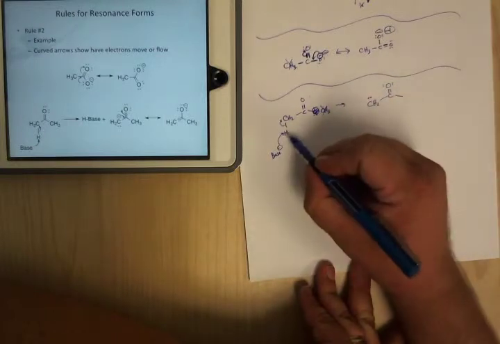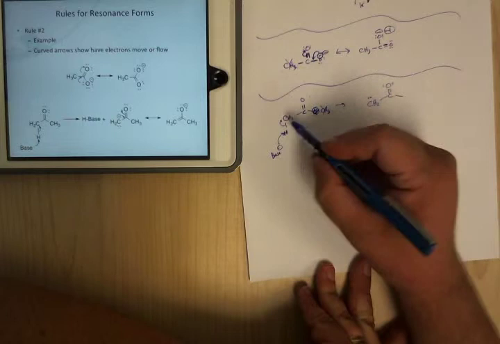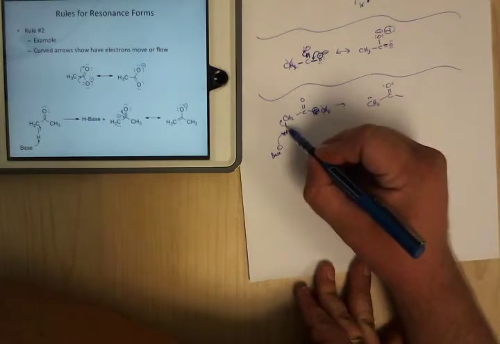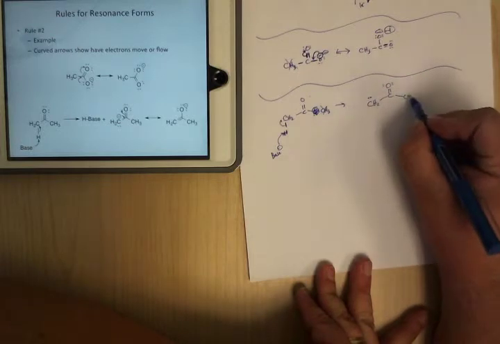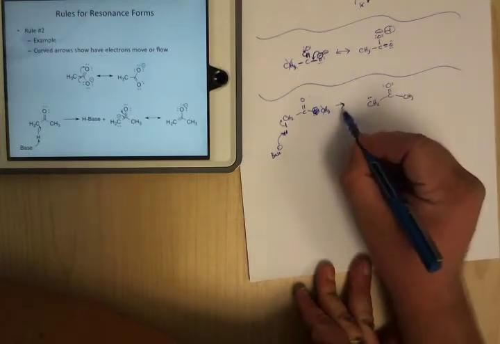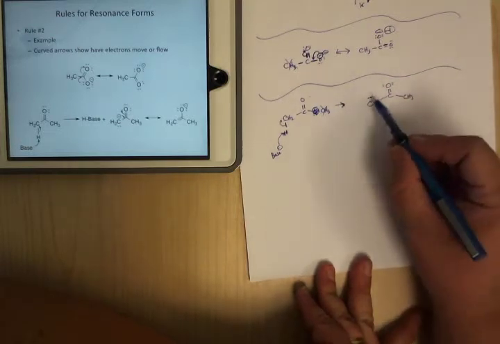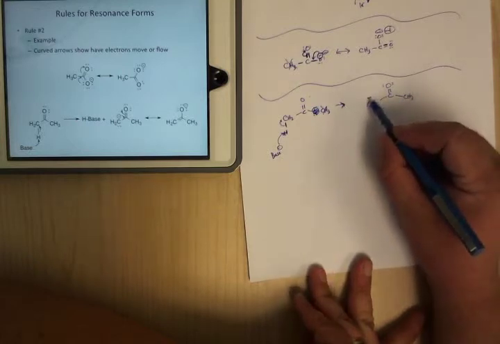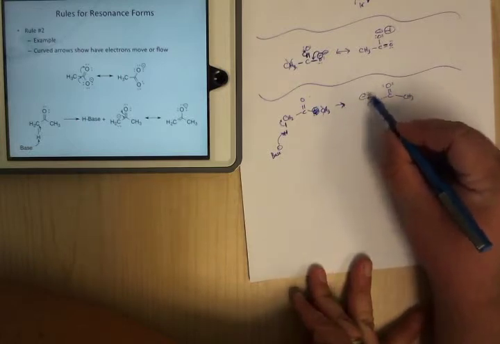This guy ripped off an electron. Hydrogen only needs one bond, so what does it do with these two electrons here? It moves them up onto this carbon. It's a single-headed arrow. So can we do a formal charge, do a resonance structure? So it's a formal charge there.